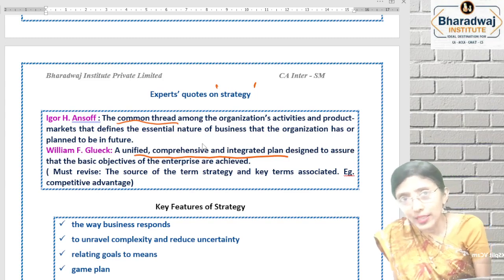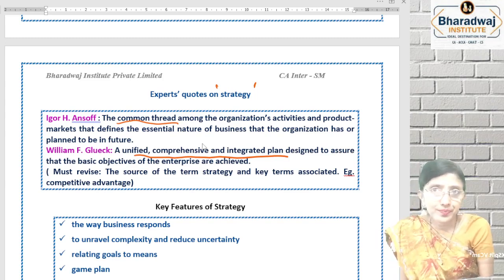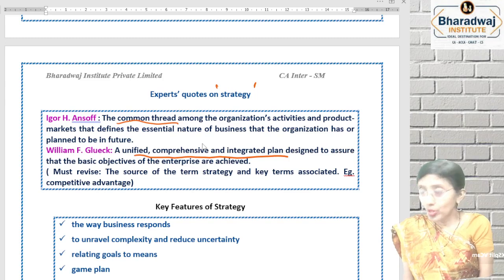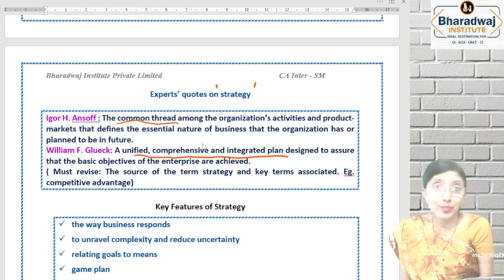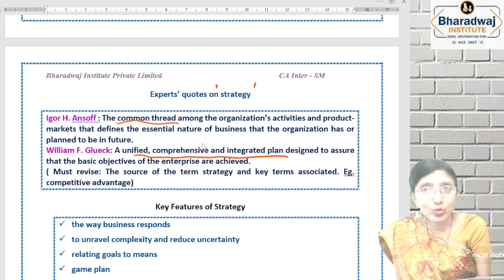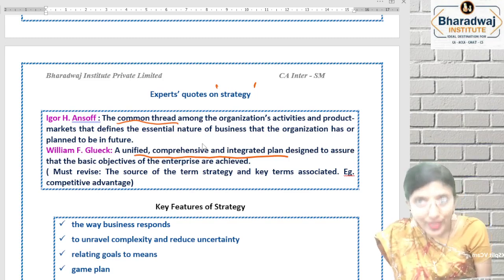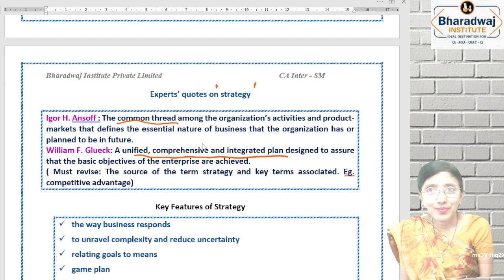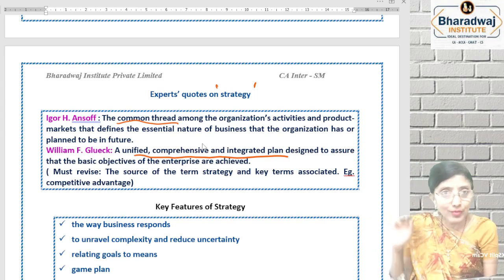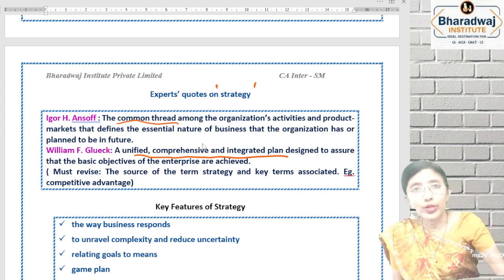Now what were the 2 other experts we saw this morning in the class? Anybody can recollect, because in SM recollection is very important. Memory part is important. Who are the 2 other names we saw? Very good. Henry Mintzberg. Isn't it? Very good. So Michael Porter, Henry Mintzberg, Ansoff and William Gluck. Please remember 4 names, right?